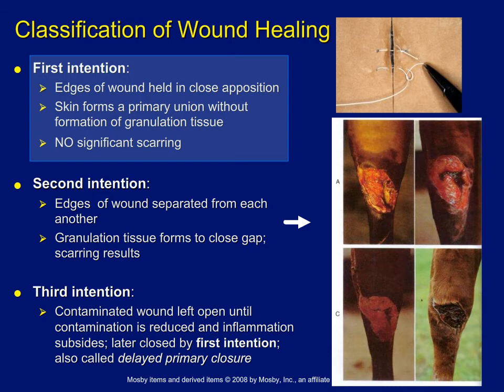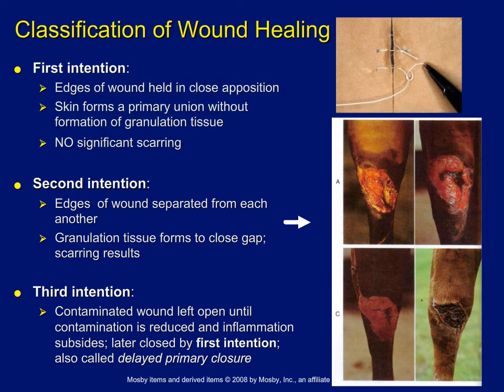And so with first intention healing, we usually end up with a very minor scar, if any scarring whatsoever. Now, sometimes we have first intention healing just because it's a very minor injury to begin with, or because we've had a fairly large injury, but through the process of suturing, have been able to bring those two edges of the wound close enough together that we can have healing by first intention.